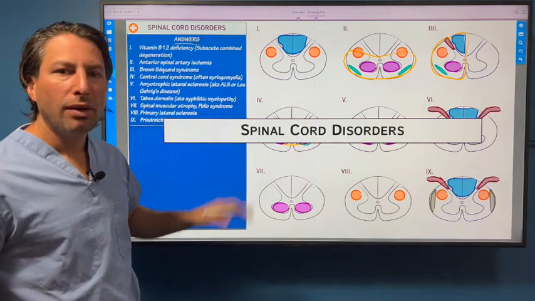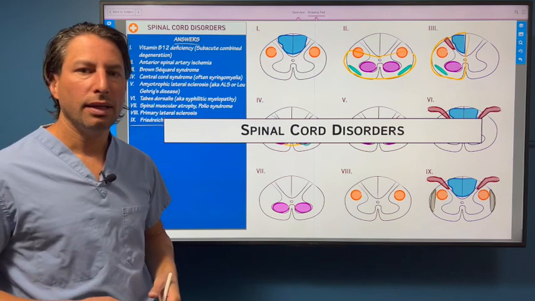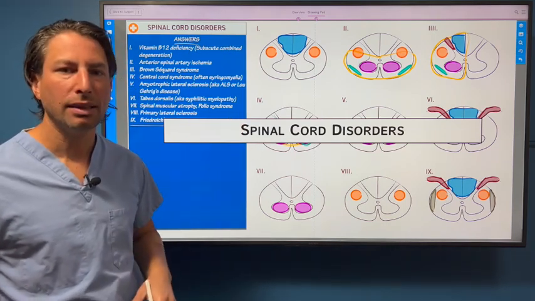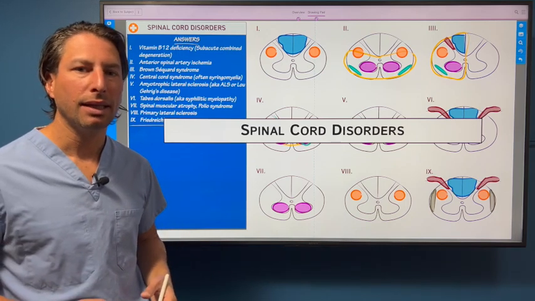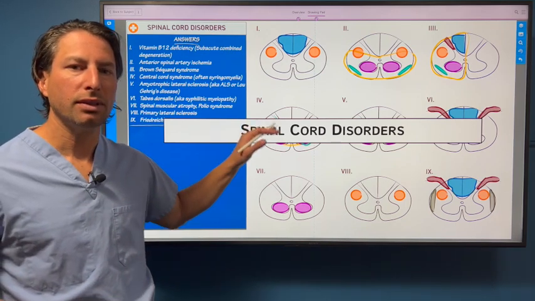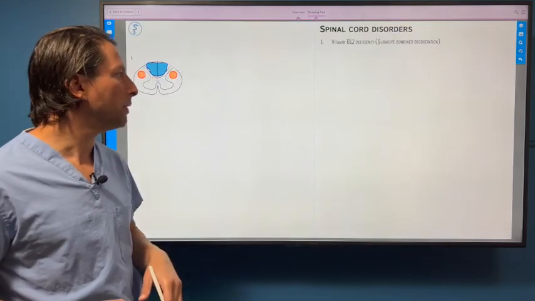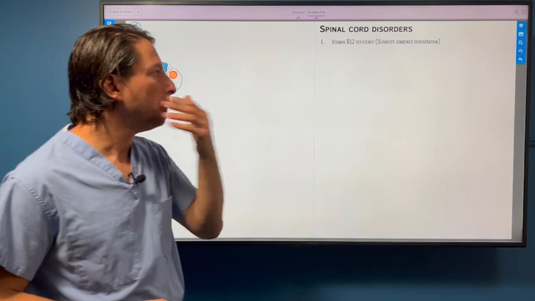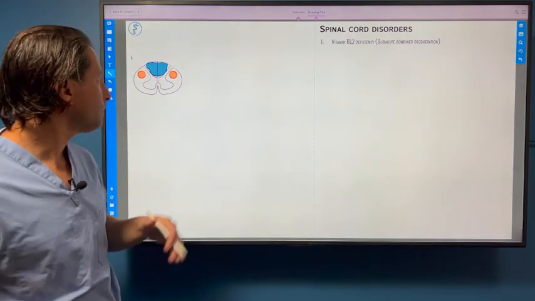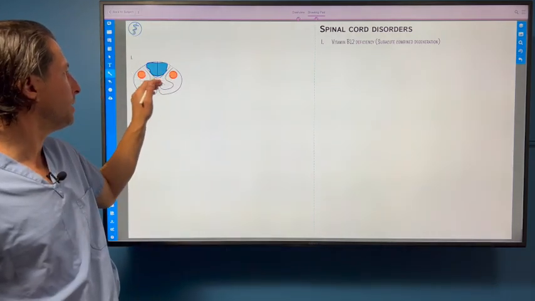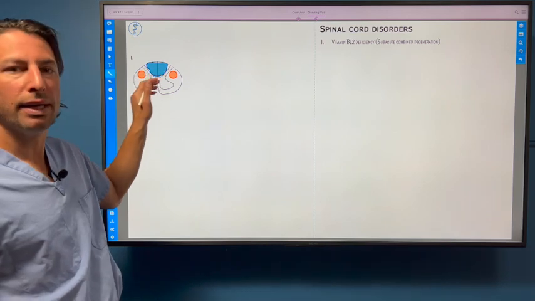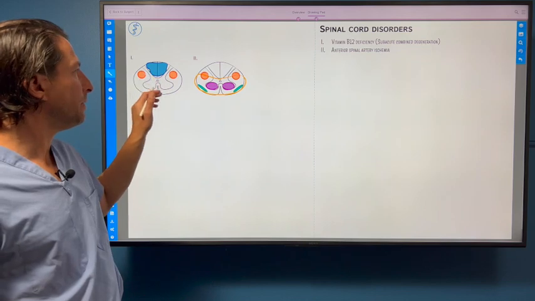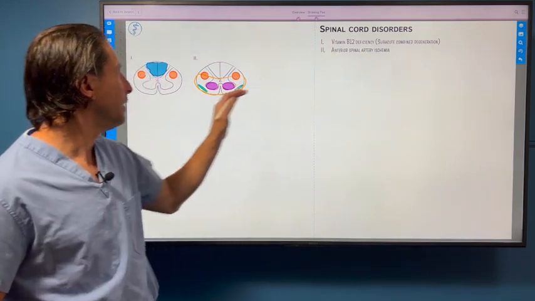We're going to walk through spinal cord disorders as a final tutorial here. Here we're just going to focus on pattern recognition, and we're going to really harken back to that original heuristic of posterior is sensory, anterior is motor. So vitamin B12 deficiency, also known as subacute combined degeneration. It's combined because it combines both the posterior column pathway and the lateral corticospinal tract. So that is the region of interest in B12 deficiency.